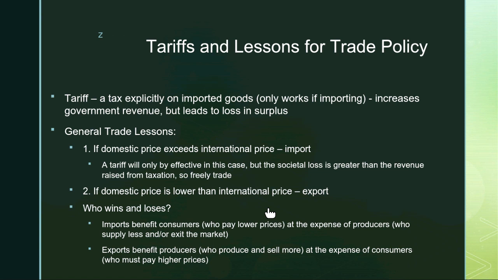Exports benefit producers, however, because they get to produce and sell more, at the expense of consumers, and domestic consumers have to pay higher prices. So, for example, the US exports a ton of engineering expertise, a ton of financial expertise. That means that domestic individuals have to pay a higher price for those goods.